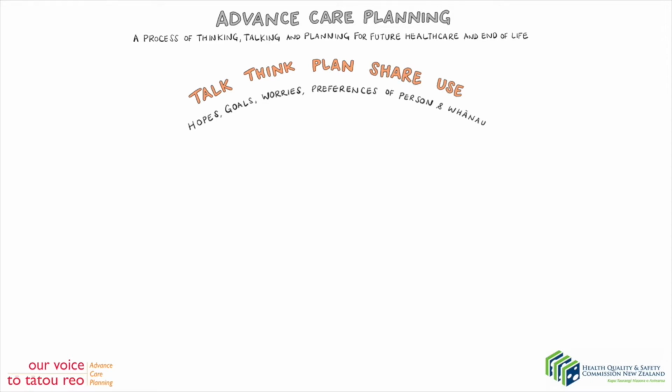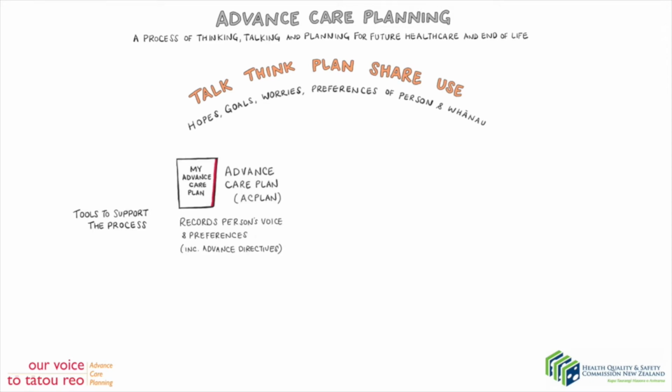We have a number of tools to support people, their whānau, and the members of their healthcare team during this process. Firstly, an advanced care plan. This records the person's hopes, goals, worries, and treatment preferences, and may also include advanced directives. Advanced directives are a consent or refusal to specific treatments that may or may not be offered in the future when the person is unable to communicate their consent or refusal.